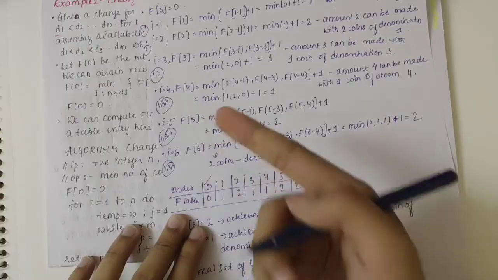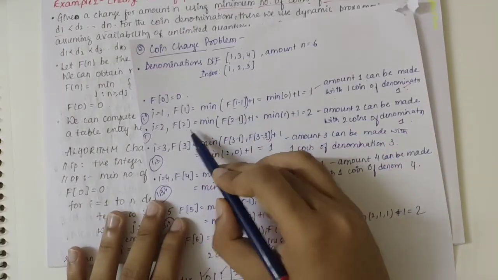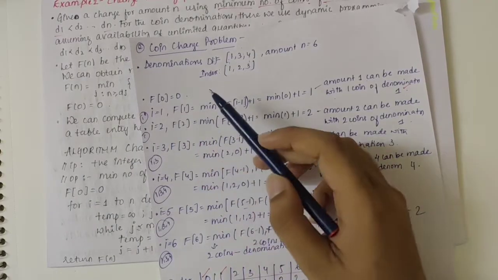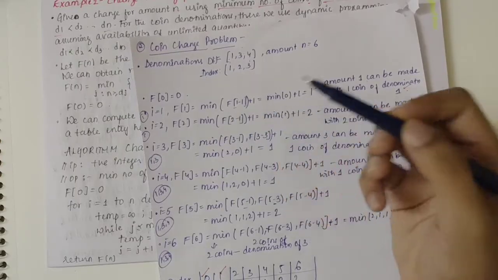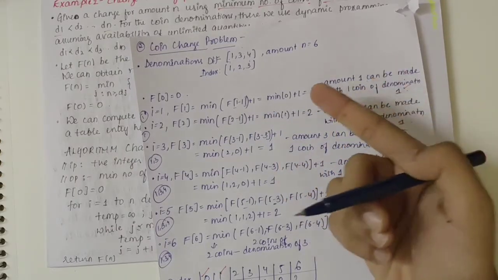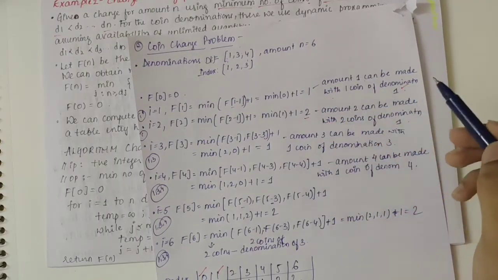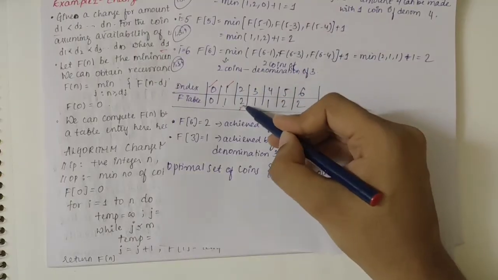So for 0 we are taking it as 0. For 1 we got 1. For i is equal to 2, f of 2 is equal to the minimum of 2 minus, here the denomination considered is 1 only. So f of 2 is equal to the minimum of f of 2 minus 1, plus 1. That is minimum of 1 plus 1 we are taking. That is, we have got 2. That is, amount 2 can be made with 2 coins of denomination 1. So we have written 2 here.